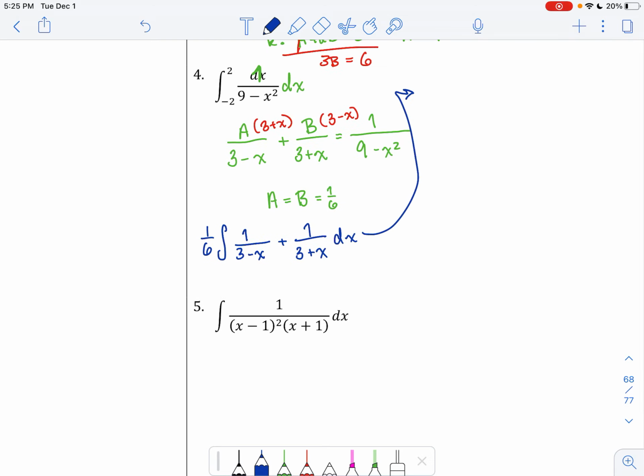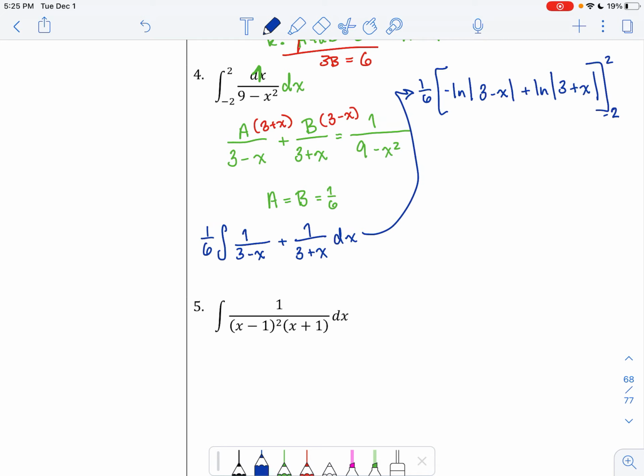Now when we integrate, that leaves us with 1/6 times negative ln of 3 minus x, like so, because if we use u substitution, the du is -1, plus ln absolute value of 3 plus x, and these bounds then are going from -2 to 2, so this is why the absolute value is super important here.